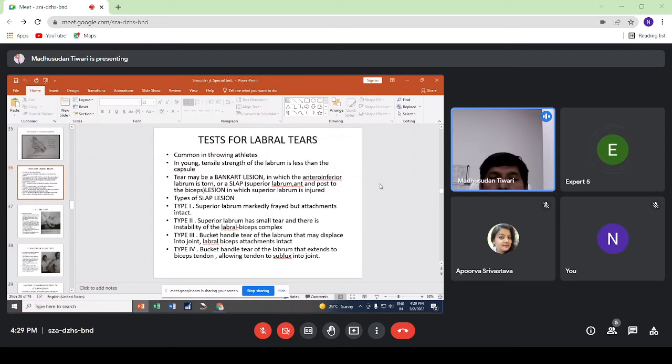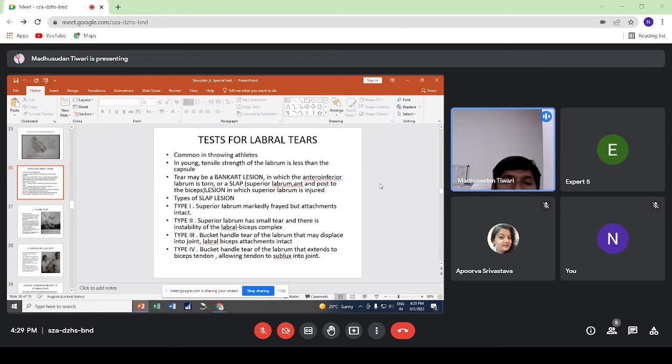Tear may be a Bankart lesion in which the anterior inferior labrum is torn, or SLAP, that is superior labrum anterior and posterior to the biceps lesion. See, these two types of lesion in the labrum are common. Bankart lesion in which the anterior and inferior labrum is torn, and second is superior labrum anterior and posterior to the biceps, that is known as SLAP.